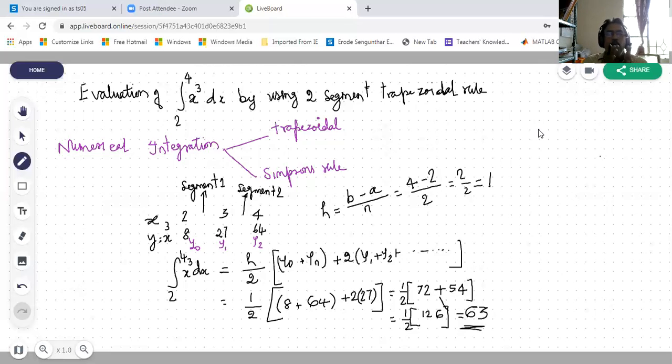1/3 Simpson's rule. You have the trapezoidal rule, which is based on the Newton-Cotes formula. It comes from that, and that Newton formula comes from the difference equation, forward difference. You don't worry about all these things. And we have segment 1 and segment 2. We have values like this: x is 2, 3, 4, right?